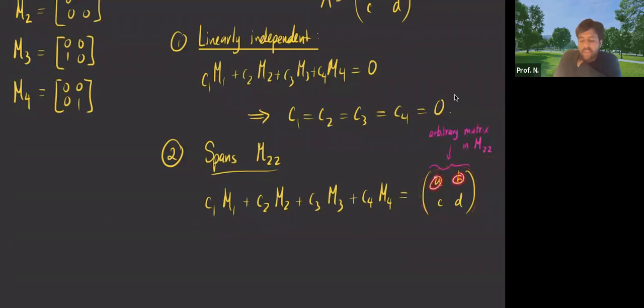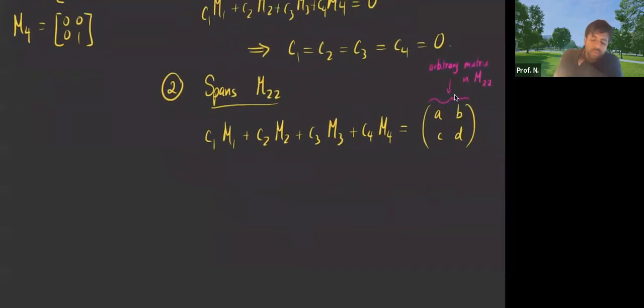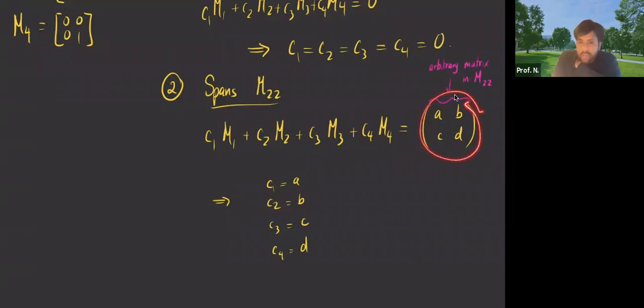So it doesn't have to be 0. It could be any other thing. It could be a representing some other number, b representing some other number, c, and d representing some other number. And because this is so standard, we get c1 equals a, c2 equals b, c3 equals c, and c4 equals d. What does this mean? This means that give me any vector in M22, every entry here will be a coefficient of the M1, M2, M3, M4 matrices. So this here implies spanning.